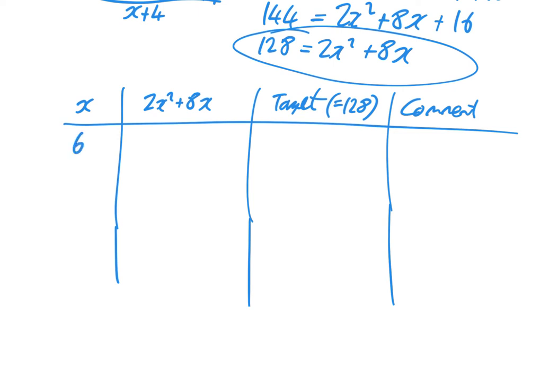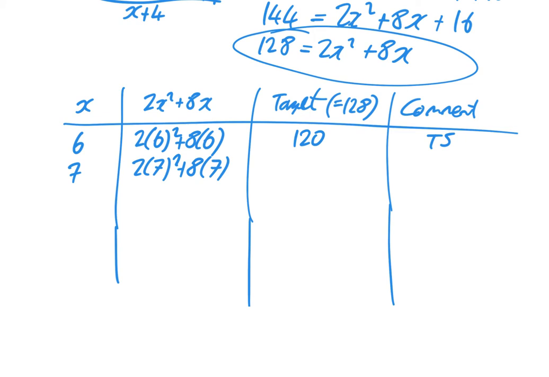So x equals 6, and just to show you the first one, I'm going to do 2 times 6 squared plus 8 times 6. That's what I put in my calculator, and that gave me 120, which was slightly too small. So x equals 6 gave me that. I'm obviously going to try 7 then as my next one. And when you try 7, again I'll just do this out, 2 times 7 squared plus 8 times 7, and that gives you 154, which is slightly too big. So my answer is somewhere between those.